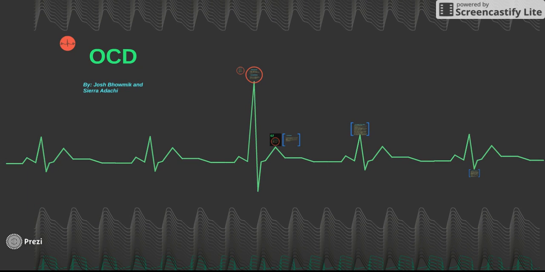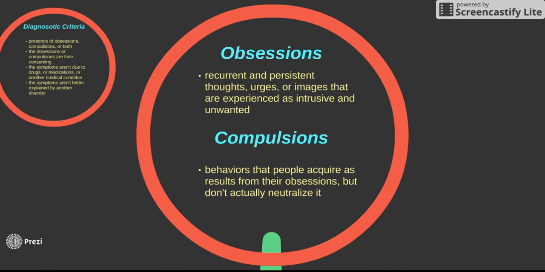OCD, Obsessive Compulsive Disorder. Obsessions are defined as recurrent and persistent thoughts, urges, or images that are experienced as intrusive and unwanted at some point and cause anxiety or distress. Also, the individual has to have attempted to ignore or suppress such thoughts, urges, or images, or neutralize them with some other thought or action.